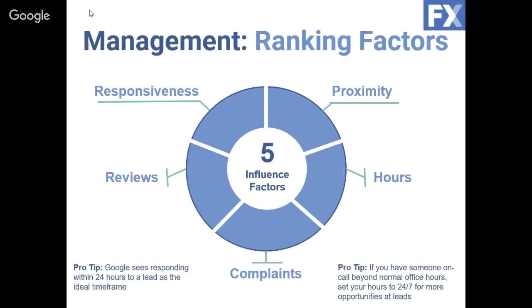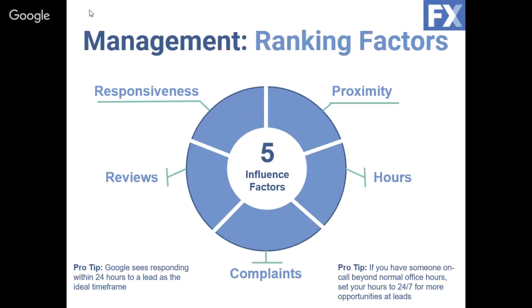So these, again, are the 5 ranking factors. You'll hear them called that, Google called them that. Again, I prefer influence factors. But the first 3 there are proximity, hours, and complaints. Let's talk about those 3 first. The reviews and the responsiveness are going to be the 2 that you, as the business operator, as the marketing manager, director, whatever role that you fill, are going to have the most impact and influence on your local search results with those last 2.